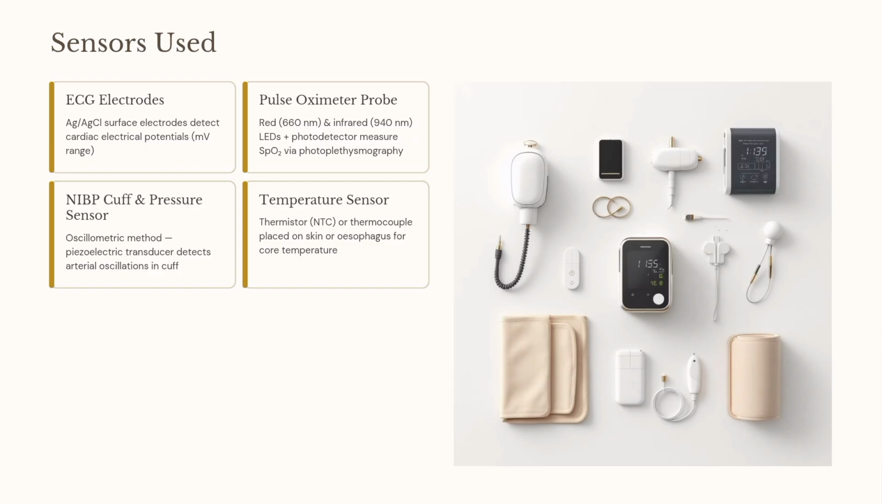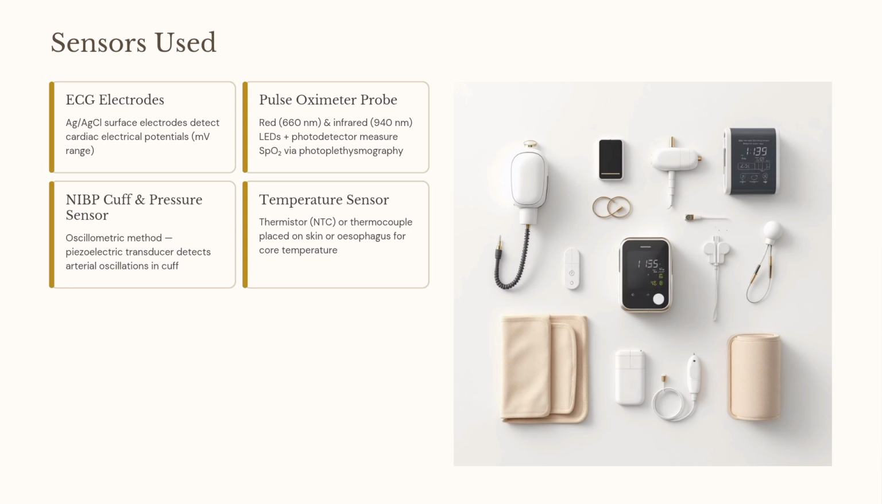Okay. Let's look at the sensors used in a patient monitor. First one is ECG electrodes. Why are ECG electrodes used? They are used to detect the electrical activity of the heart. These are placed on the chest. Then comes the blood pressure sensor. Here the cuff is wrapped around the arm, and using the oscillometric method, it measures the pressure changes in the artery. It is an NIBP, non-invasive blood pressure cuff.